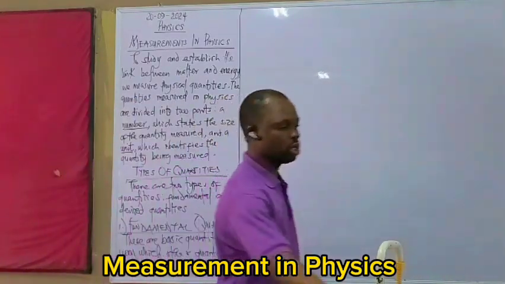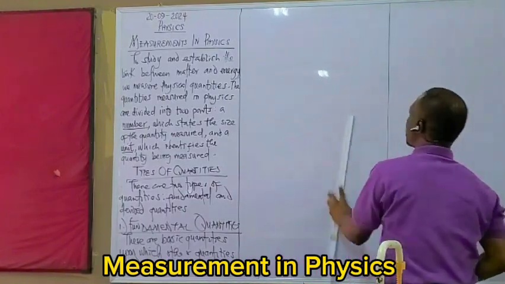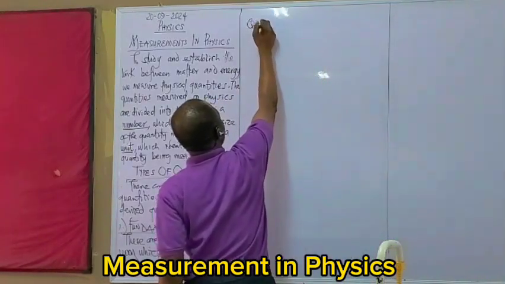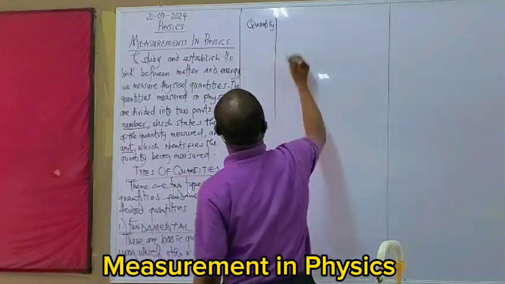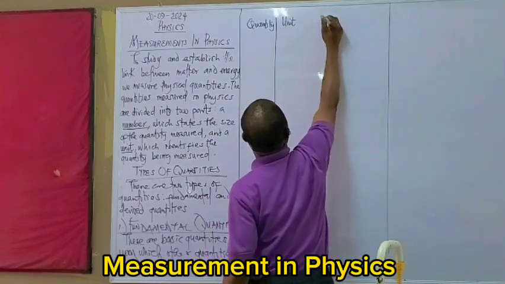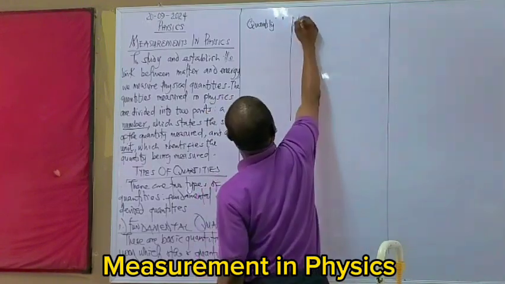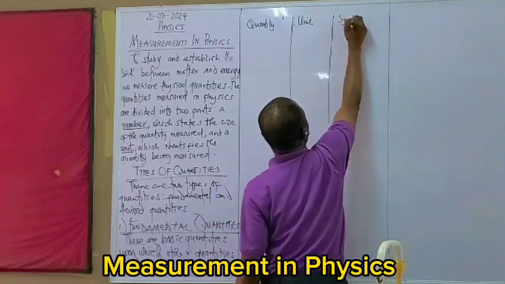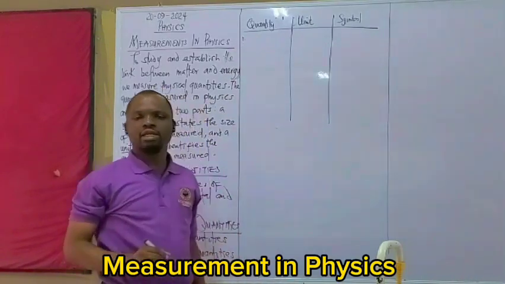Now we have a table that shows the fundamental quantities. We have 7 of them, 7 fundamental quantities. These are the quantities. So we rule a table. This is the unit and the symbol. Let me give you enough space for it. The first one we're going to talk about is the length.